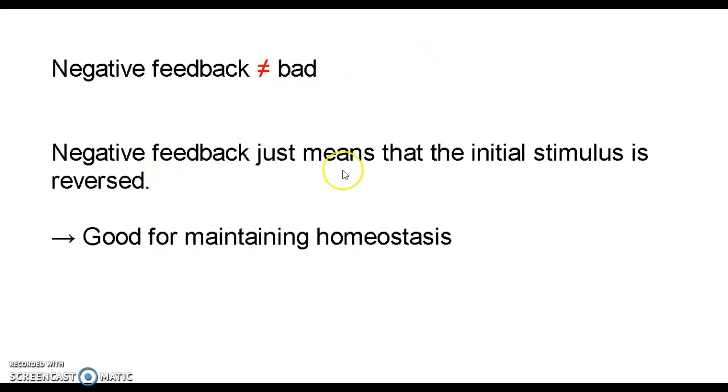Negative feedback just means that the initial stimulus is reversed. So you make a mistake on your paper, you get some feedback, and you fix it. You stop making those mistakes. When we're talking about the human body, any change away from that set point is a stimulus. And we want to reverse that stimulus so that way we can return the body back to that set point. And this is good for maintaining homeostasis. So, negative feedback is really important for our bodies. It is by no means a bad thing.